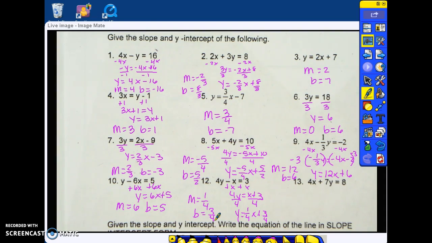For number 13, subtract 4x on both sides. 7y equals negative 4x plus 8. Y is still not by itself, so I have to divide by 7 on both sides. That gives me y equals negative 4/7. Remember, if you cannot divide it evenly, you leave it as a fraction, plus 8/7. My slope is -4/7. We're going to go down 4 and to the right 7. And we're going to start this on the y-axis at 8/7.